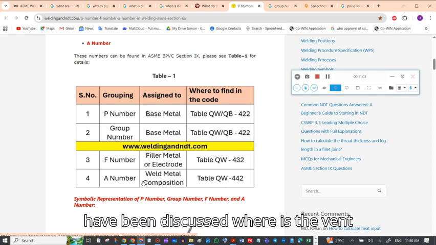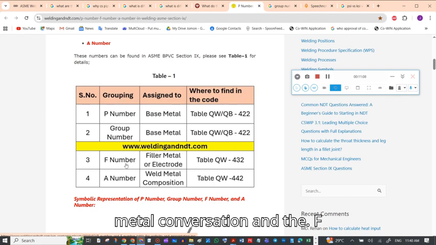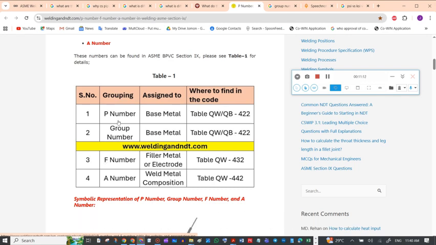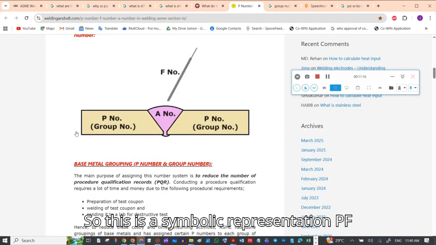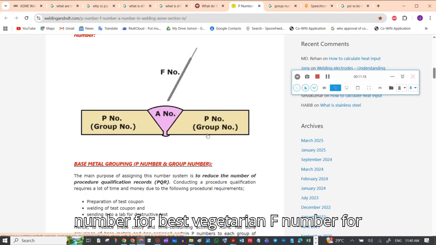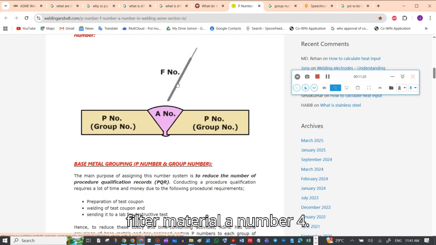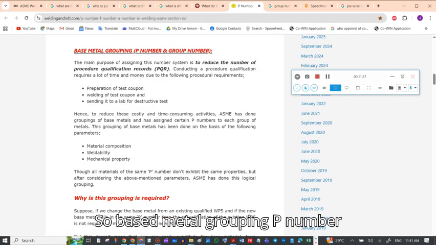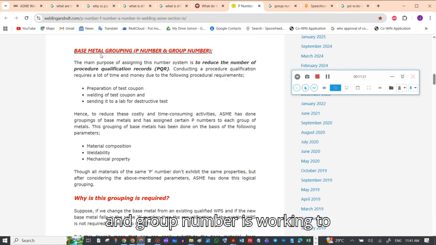So the A number that we discussed there is the weld metal composition, and the F number is filler material or electrode, and P number and group number for base material. So this is a symbolic representation: P number for base material, F number for filler material, A number for weld metal composition.